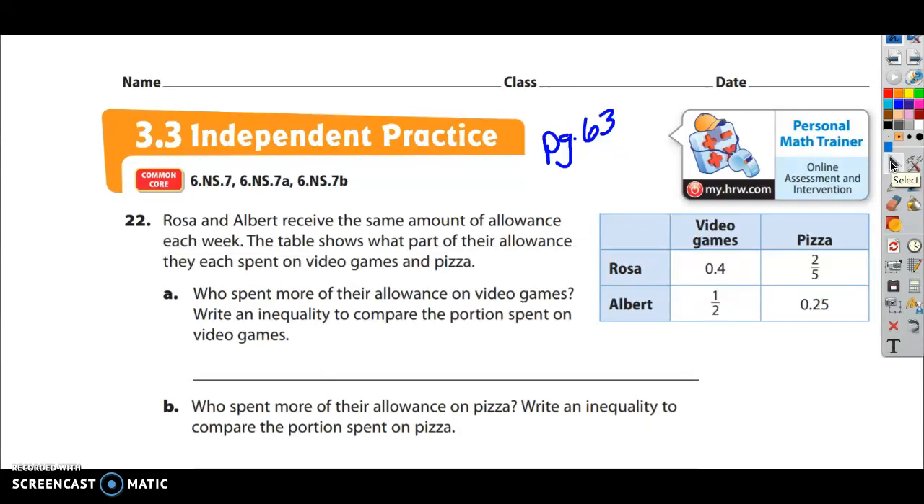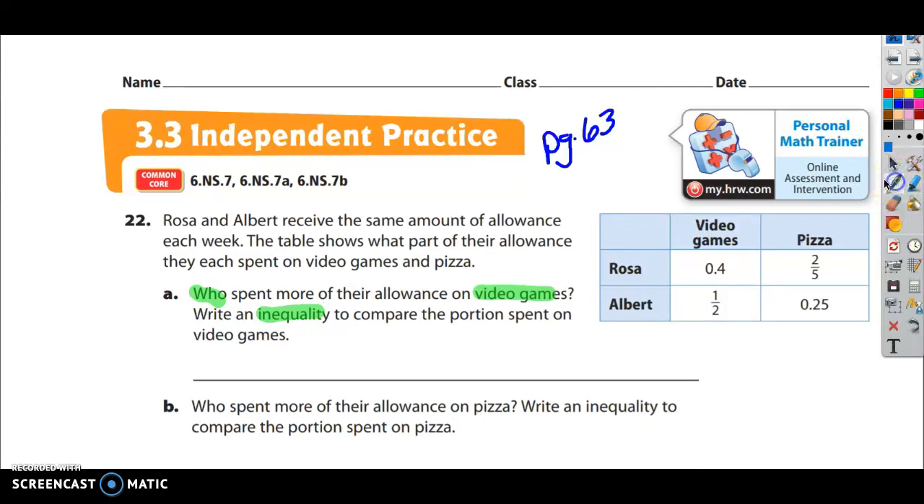Number 22. Rosa and Albert receive the same amount of allowance each week. The table shows what part of their allowance they spent on video games and pizza. Question A reads, who spent more of their allowance on video games? Write an inequality to compare the portion spent on video games. So we're going to do two things. We're going to say who spent more on video games, and we're going to write an inequality.